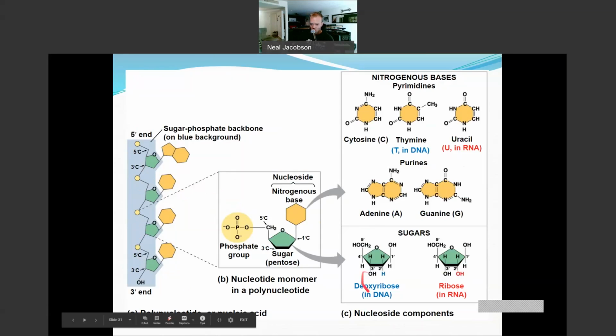The sugars. So the difference between DNA and RNA really comes at this 2' carbon position.